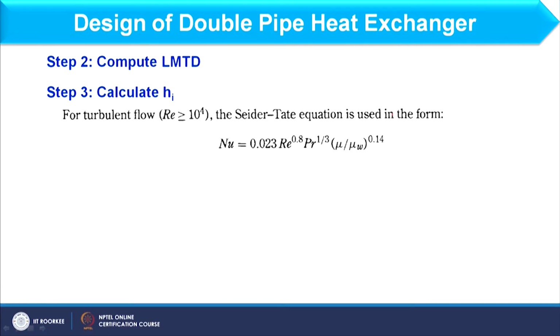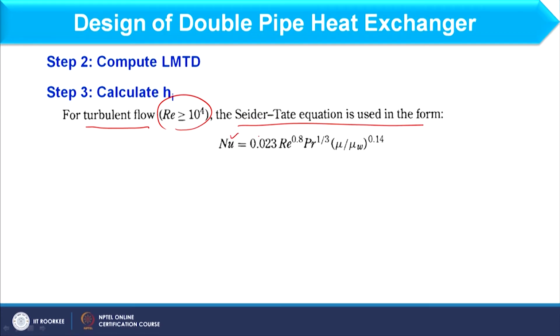In that case we consider different flow regions and we will apply the empirical correlations given for that particular region. So, first of all, we consider the turbulent flow where Reynolds number is more than or equal to 10^4. Here we will use the Sieder-Tate equation.